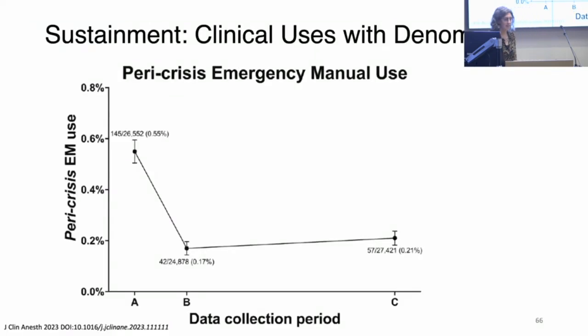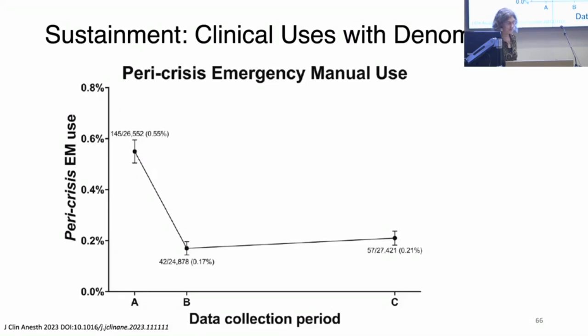So this is a recent study that came out this spring. I want to call out Dr. Anna Frackman, who did tremendous work for a number of years on this study that looks at sustainment from 2014 to 2021. And this is exciting data because it was the first study that actually looked at any denominators. You'll see that the percentage use is very small, as it should be, because most cases hopefully don't have crises and don't need emergency manuals.